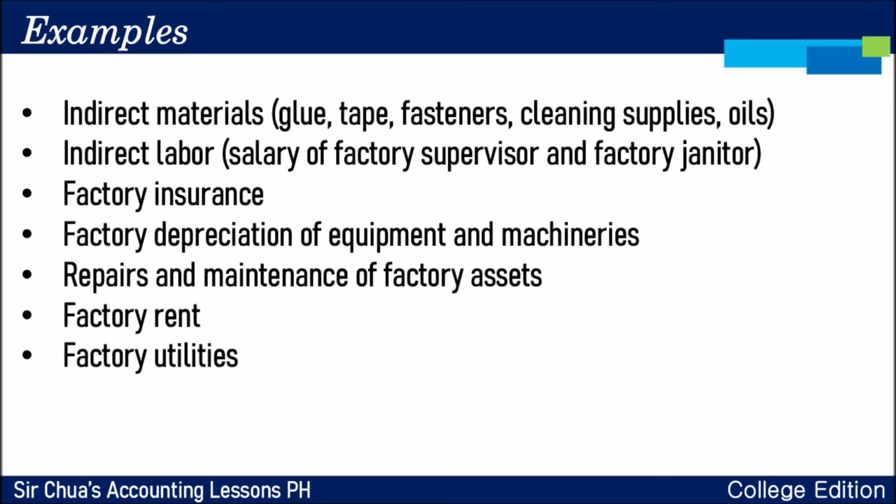So for example, lahat po ng ating indirect materials, which includes your glue, your tape, your fasteners, your cleaning supplies, and your oils. Hindi man sila po direktang yun yung nakikita natin sa ating mga products, but these glue, tapes, fasteners ay kailangan pa rin po sila para mabuo natin yung produkto. Although directly, hindi po natin siya nakikita dun sa produkto.